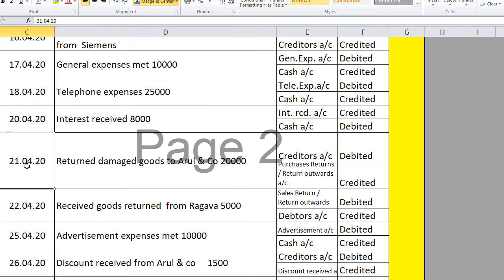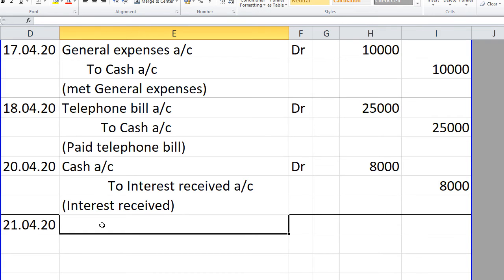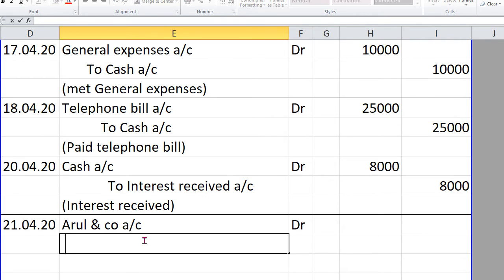The date is 21/4/20. Arul and Co. account, debtor, to return outwards or purchase returns account.